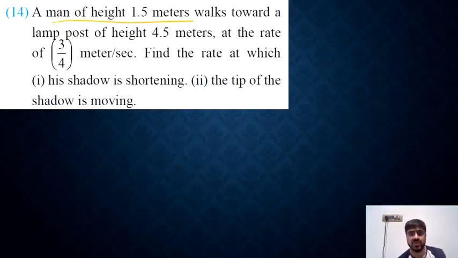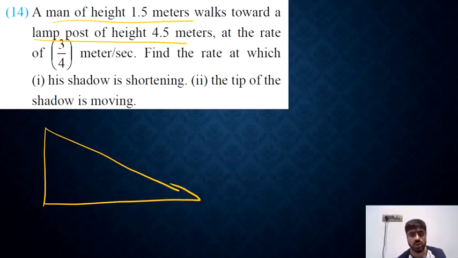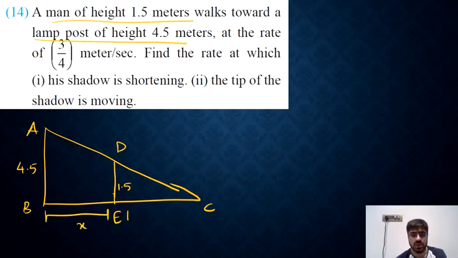A man of height 1.5 meters is walking towards a lamp post. So again the same question, but this time the man is moving towards the lamp post. So let's call it A, B and C. This time the lamp post is AB, and let us say that the man is DE. So the man of height 1.5 meters is walking towards a lamp post 4.5 meters high. He is walking at a rate of 3.4 meter per second. So let's call it X this time, and let's call this Y.